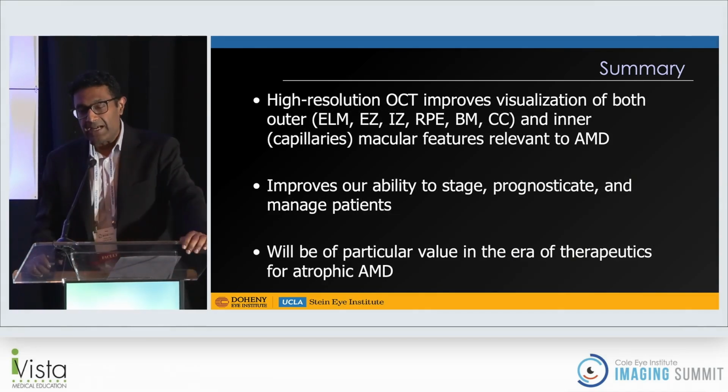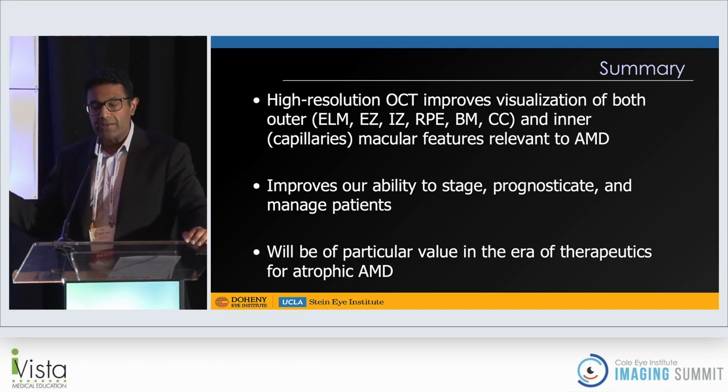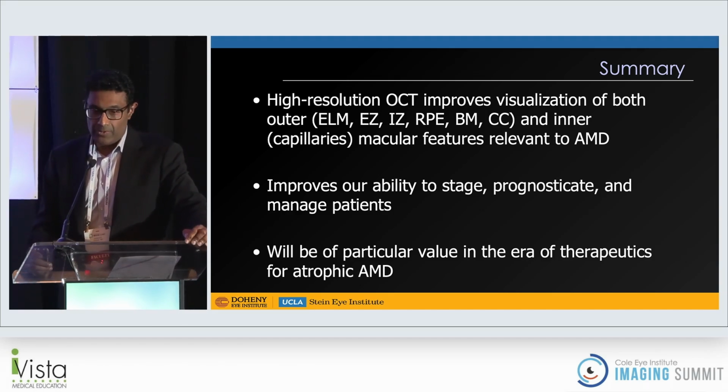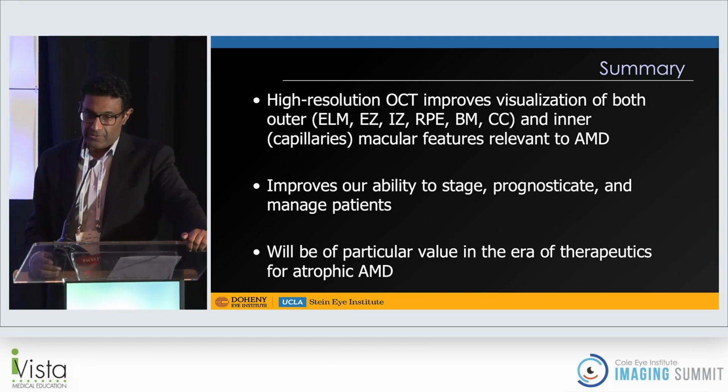So to summarize, I think there are some real advantages of high-resolution OCT. It is going to be the new standard. I don't really have a lot of doubt going forward in the future of what we expect in terms of imaging for patients, but I think it will be particularly of value in this new era of therapeutics that we've entered into for atrophic AMD.